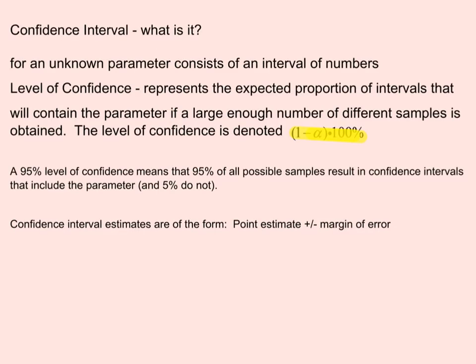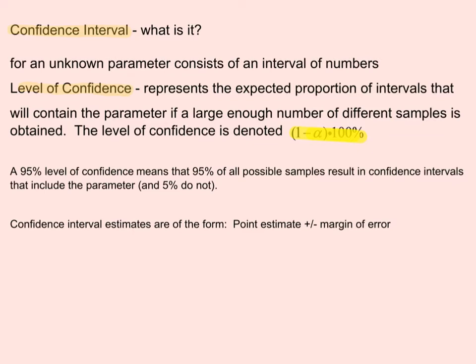Okay, so a confidence interval. I mentioned it earlier here. What is it? A confidence interval for an unknown parameter consists of, well, it's an interval of numbers from this to that. It includes a level of confidence, and that represents the expected proportion of intervals that will contain the parameter if a large enough number of different samples is obtained. That's kind of heavy, but we'll investigate what that means in a little bit. Then the level of confidence, the notation for it, a little bit wonky, is denoted 1 minus alpha times 100%. So we'll get a little bit more clarity on what that means a little bit later.